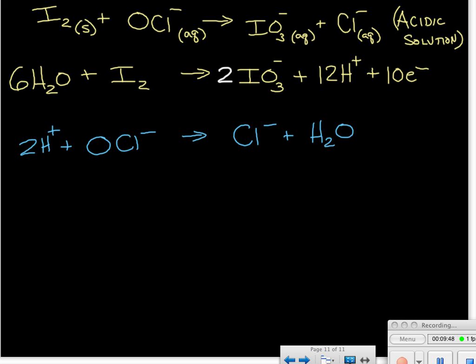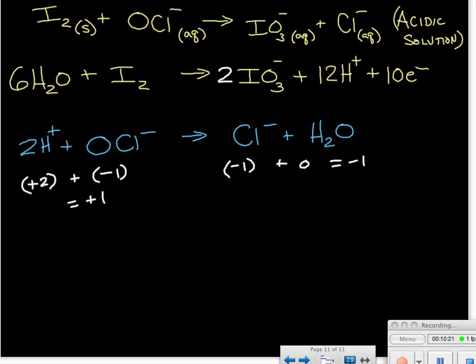Now, we have a similar thing with our second half reaction. This time, we have 2 positive charges coming from the hydrogen, plus we have a negative 1 charge coming from our OCl minus ion. When we add our +2 with our -1, we get a +1 for the total charge on the left-hand side of our equation. On the right-hand side, we've got a -1 chloride ion plus a neutral water molecule for a total of -1.